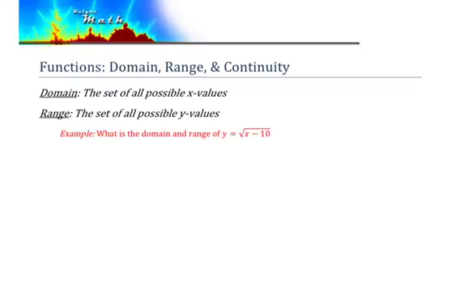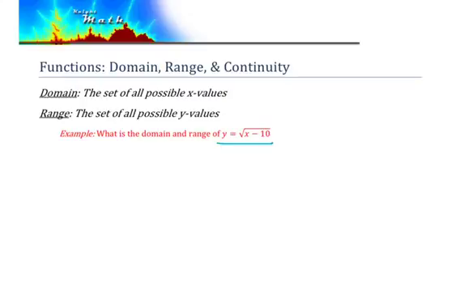To begin with, we've got some definitions here. Domain is the set of all possible x values, or the inputs in a function. And the range is the set of all possible y values in a function. And so here we have a quick example. We have a function that we want to find the domain and range for.